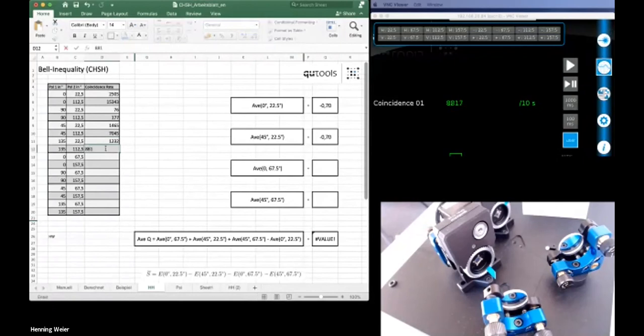Okay, 8817, and now we're again at H and 67.5 degrees. This one. Okay, 15327. H and 175 degrees.